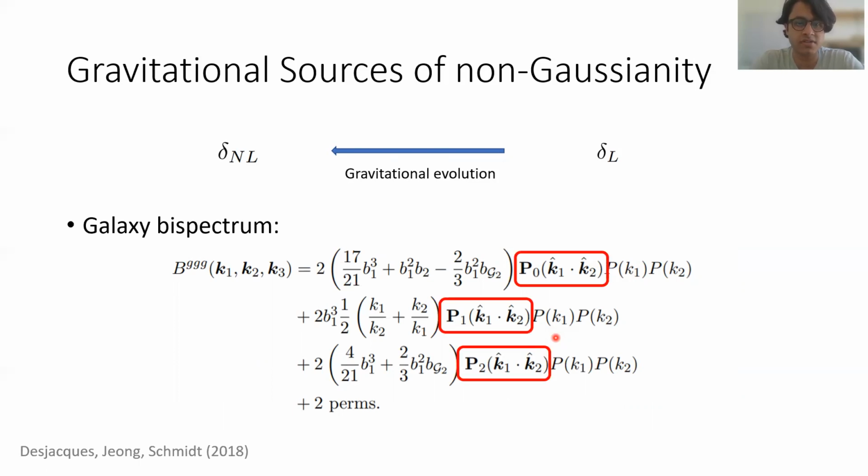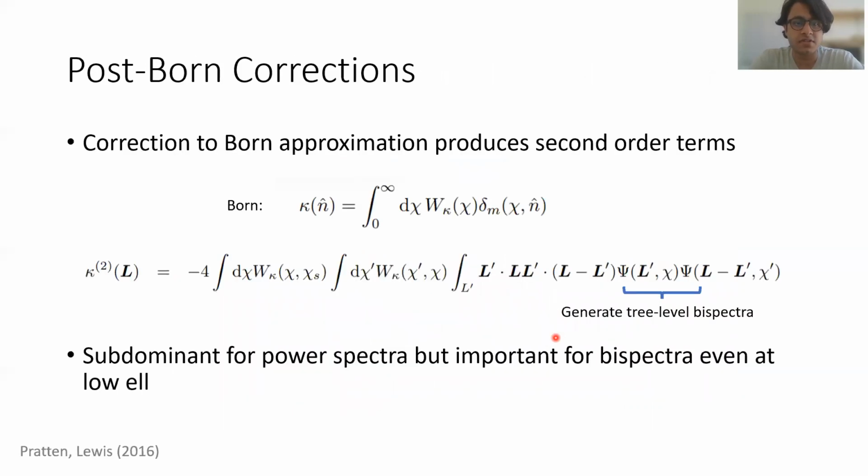Now, the important point is that it can be organized by Legendre polynomials, which I will ask you to keep in mind. Another source of non-Gaussianities for us are post-Born corrections. So this line of sight integral expression that I showed for the lensing convergence is strictly only true under the Born approximation. However, it receives corrections due to lens-lens couplings along the line of sight to generate quadratic terms in the Newton potential, which in turn generate tree-level bispectra.